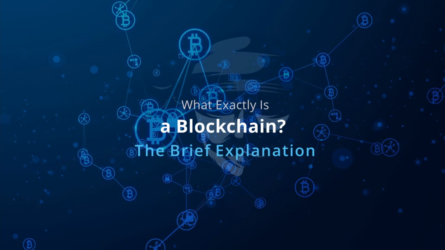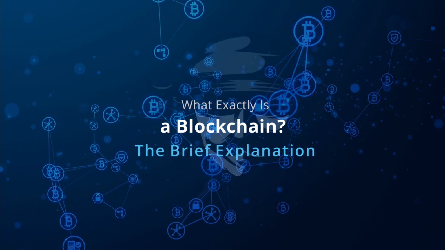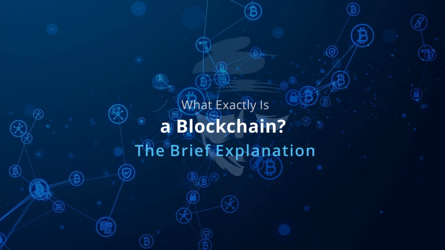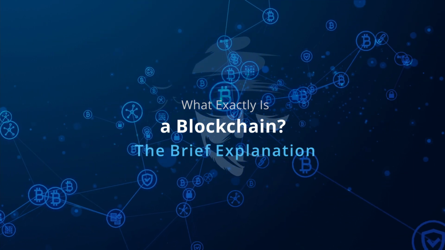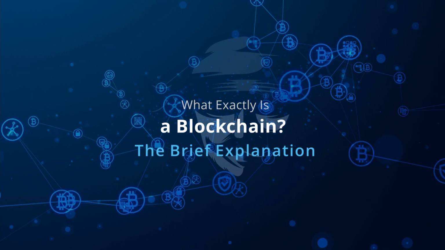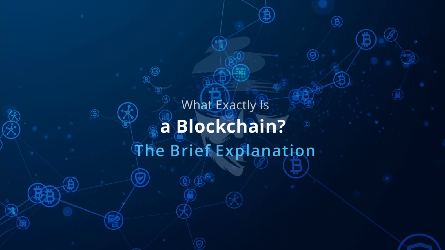What exactly is a blockchain? Consider a blockchain to be a type of database, specifically a distributed database. The primary differences are the sort of data stored, how it is stored, who has access to it, and the fact that data on a blockchain cannot be changed or destroyed.